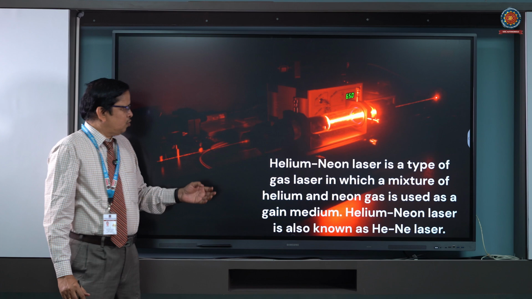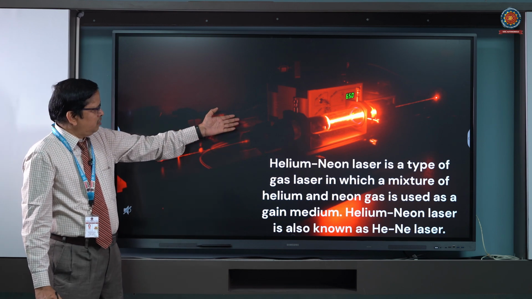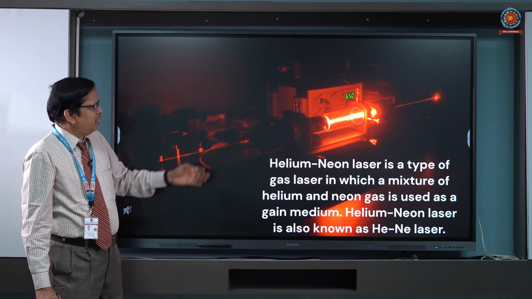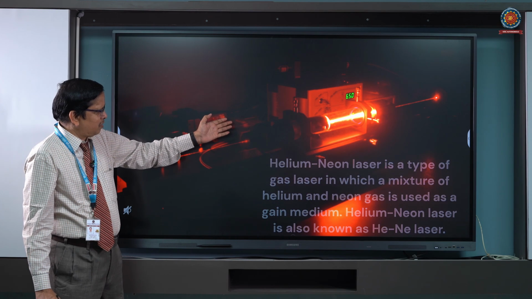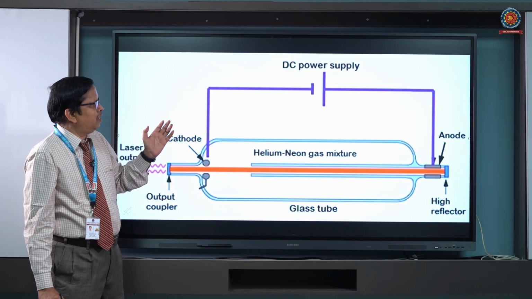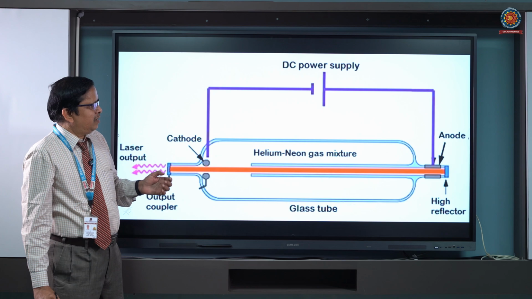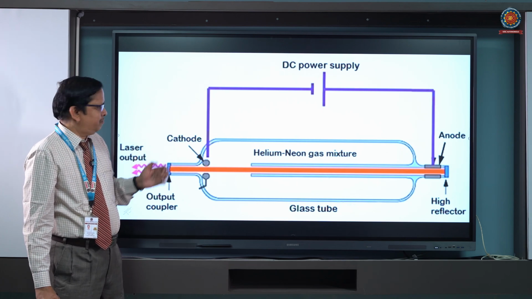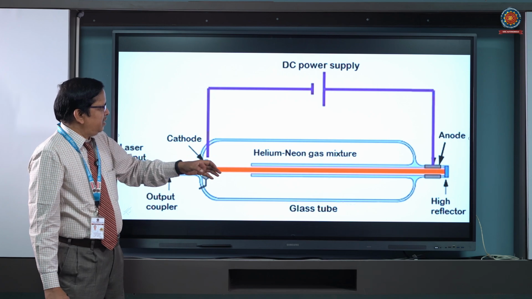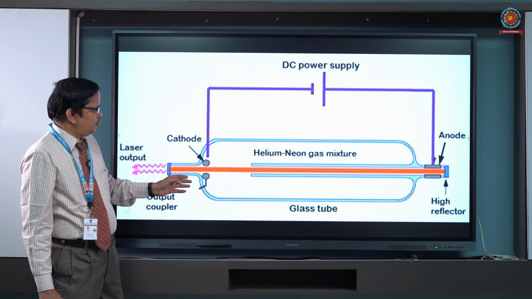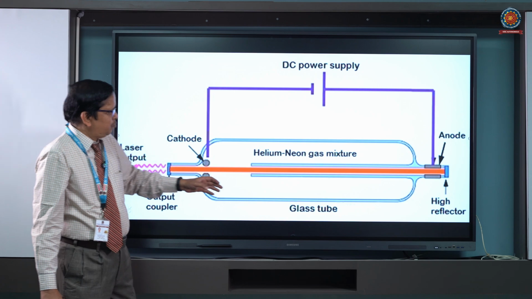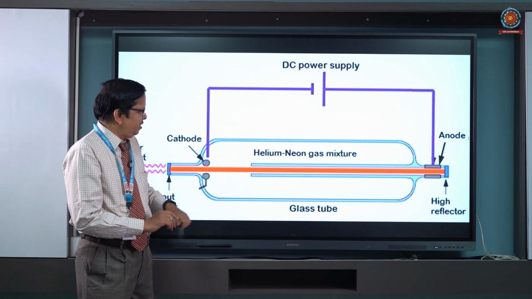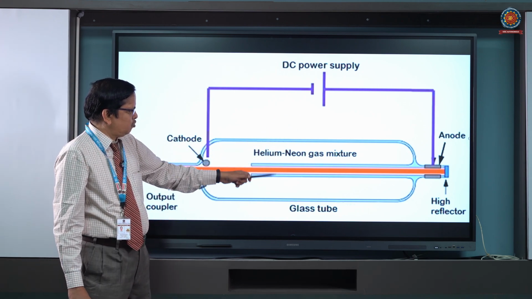Okay, so this is showing the helium neon laser. In fact, the helium neon laser contains a mixture of helium and neon gas, and that is why it is sometimes called the He-Ne laser. And this He-Ne laser will have a specially designed discharge tube, and here the specially designed discharge tube is shown.